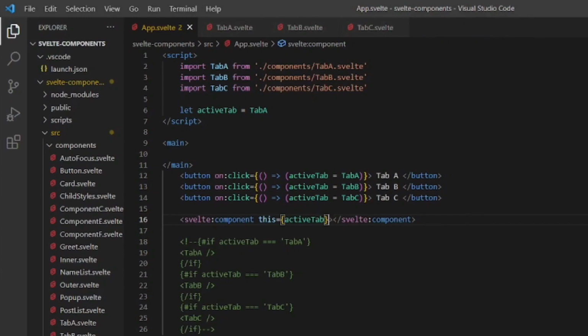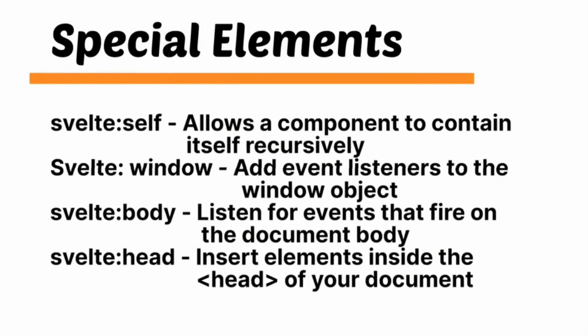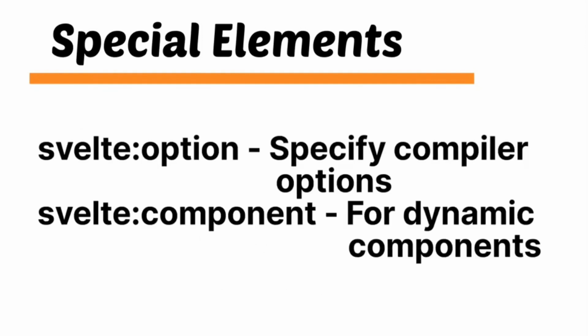In this video, we had a look at the svelte:component element, but let me tell you that it isn't the only special element available to us. We have a few others, which I want to talk about very briefly in this video. We have svelte:self, which allows a component to contain itself recursively. We have svelte:window, which lets you add event listeners to the window object, and svelte:body, which lets you listen for events that fire on the document body. We then have svelte:head, which allows you to insert elements inside the head of your document. Lastly, we have svelte:options, which lets you specify compiler options.